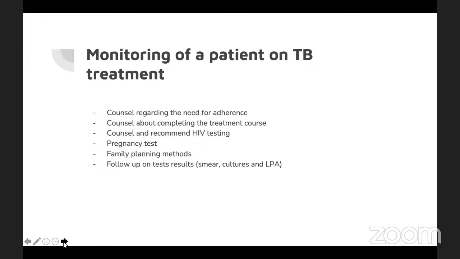to other people. We also need to recommend HIV testing, advise or do pregnancy tests, and advise on family planning methods. And not forgetting that rifampicin cross-reacts with a lot of drugs. If we remember that rifampicin is a potent inducer of cytochrome P450, it has drug-drug interactions. So things like COCs and implants are not advisable when you are on rifampicin. And also follow up on test results, such as smear cultures that were pending previously.